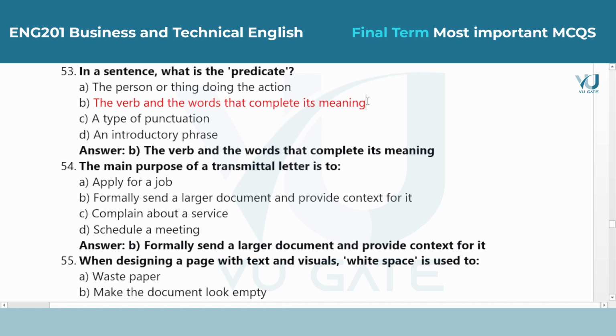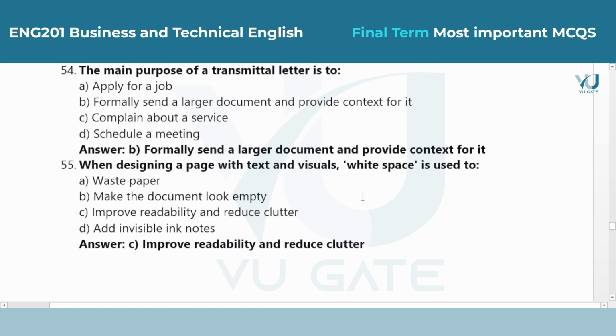54. Question. The main purpose of a transmittal letter is to. Answer. B. Formally send a larger document and provide context for it. Concept. It serves as a formal introduction to a report, explaining what is being sent and why.